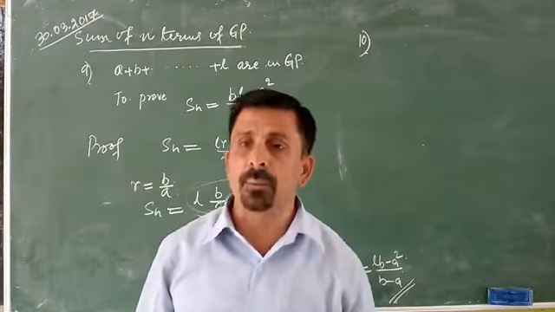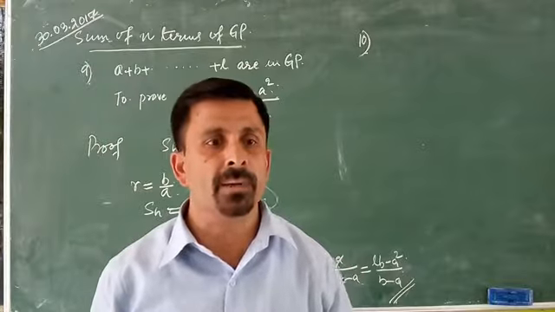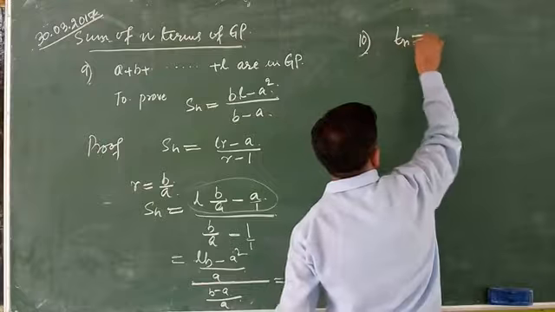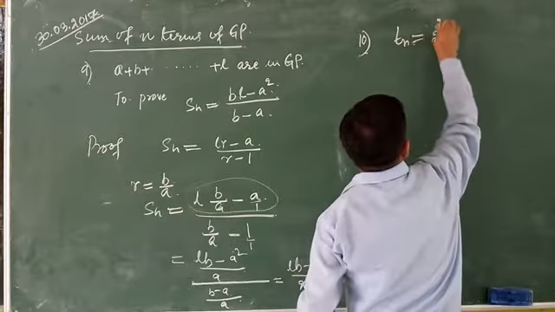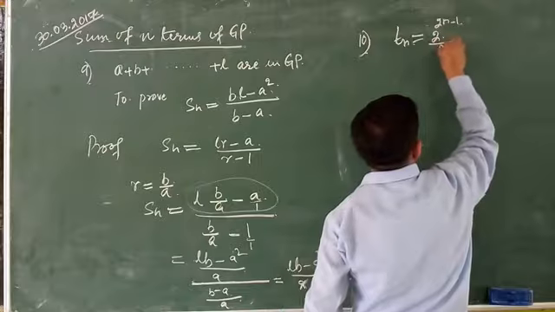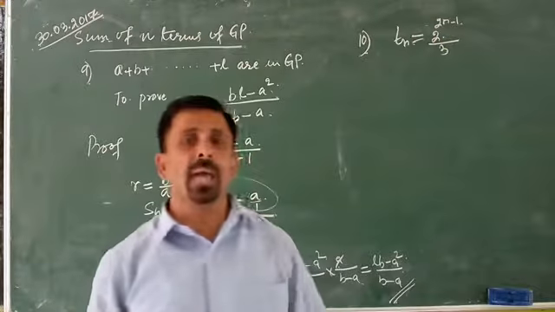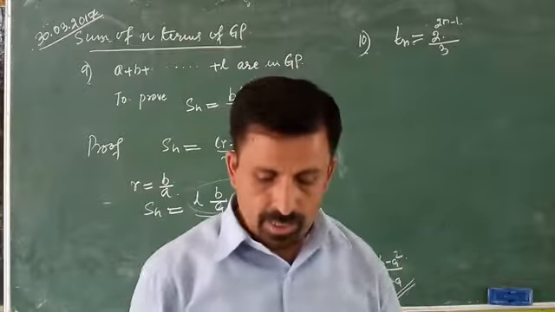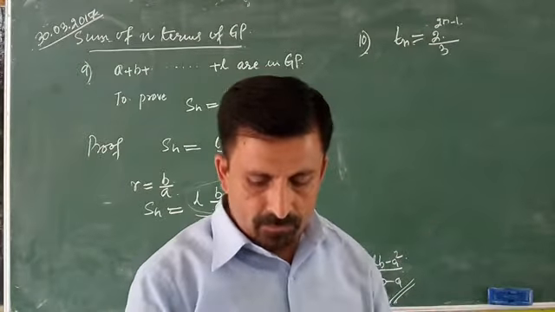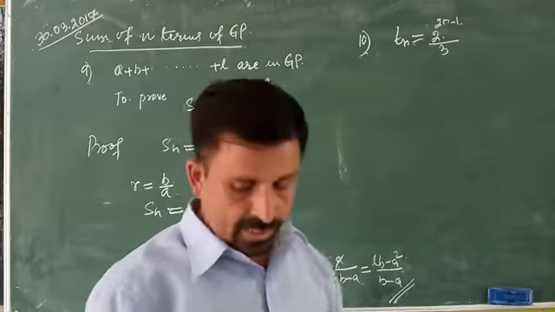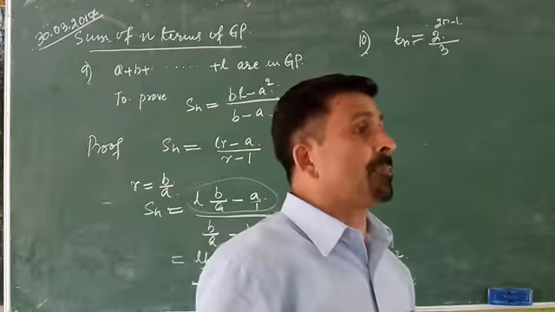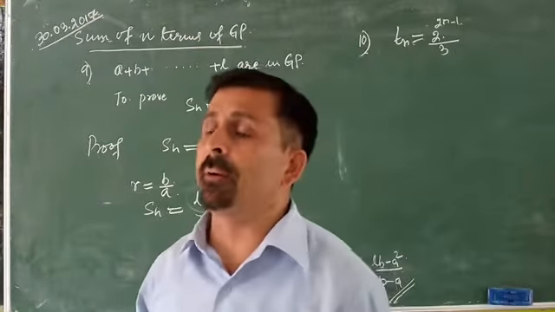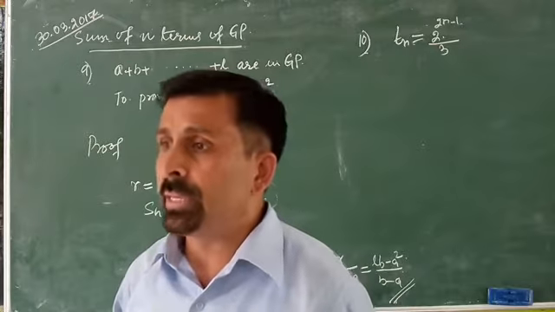Here we are given the nth term of a GP, and we are given it in this format: Tn is equal to 2 to the power (2n minus 1) divided by 3. Is this okay? Now the question says, with the help of this, find the first 3 terms of the series and also the sum of the first 10 terms of the series.